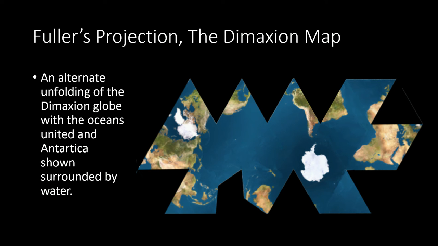Here is a different view, or a different unfolding, of the Dymaxion globe. This one chooses to put the world's oceans together, and it puts the South Pole more in the center and shows the sort of remoteness of Antarctica as compared to the other land masses.